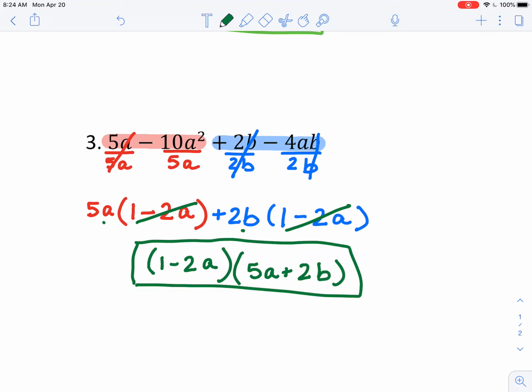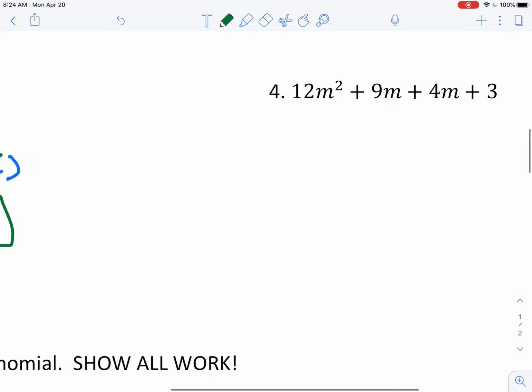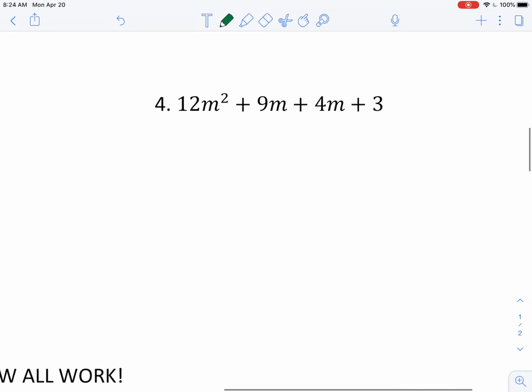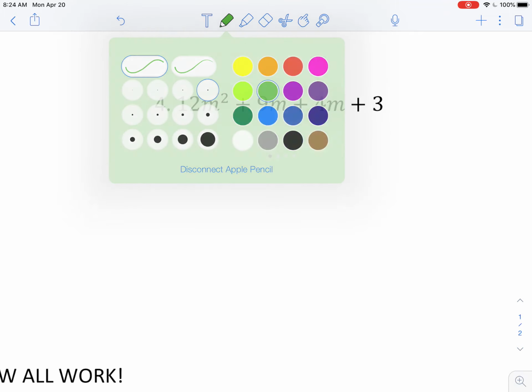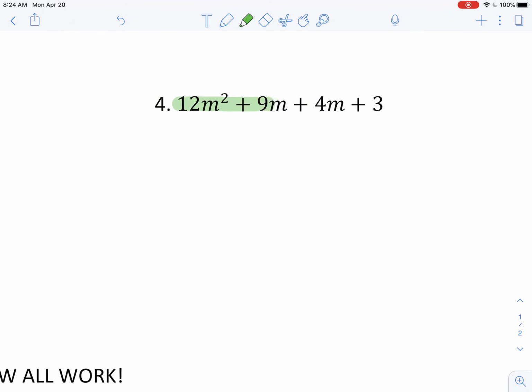Okay, let's take a look at one last example. In question number 4, again, we have 4 terms, so we know that we need to do factor by grouping. When we take a look at the first two terms, here the GCF is going to be 3m. So 12m squared divided by 3m is 4m, plus 9m divided by 3m is just 3.